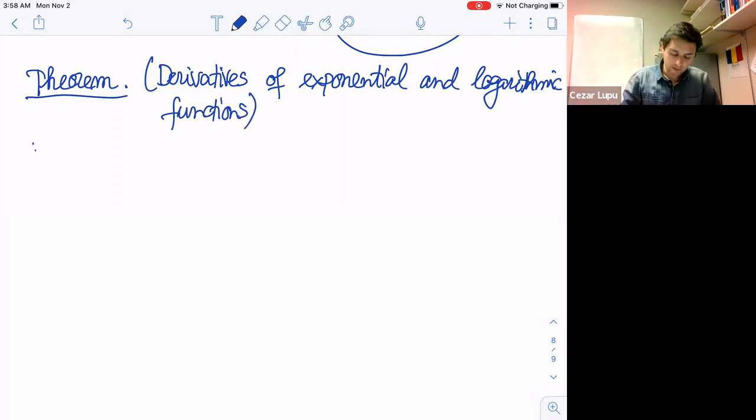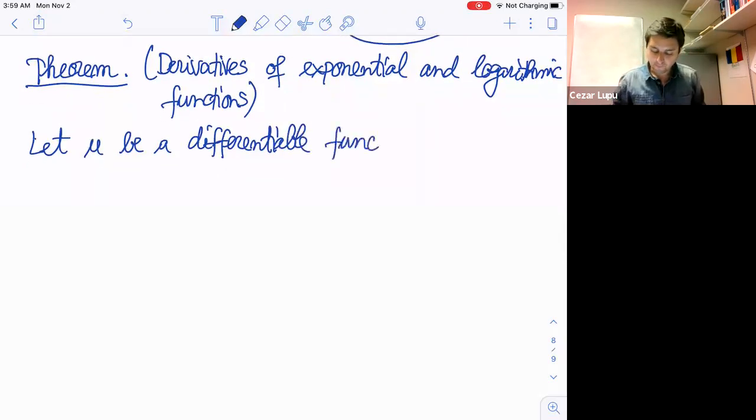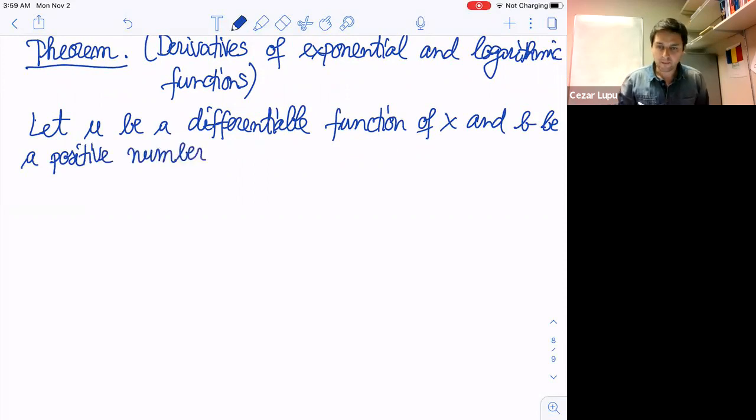And it basically says the following. So let's consider a function u. Let u be a differentiable function of x, and b be a positive number. And let's say b is not 1 because we don't want to have problems with the logarithm. Then we have the following, and I'm just going to write the formula in this way.